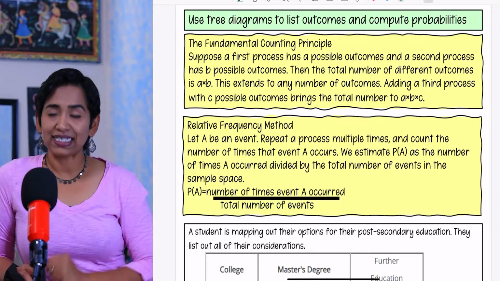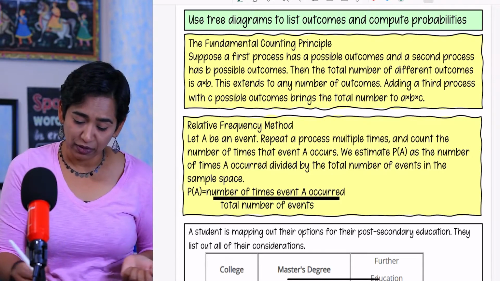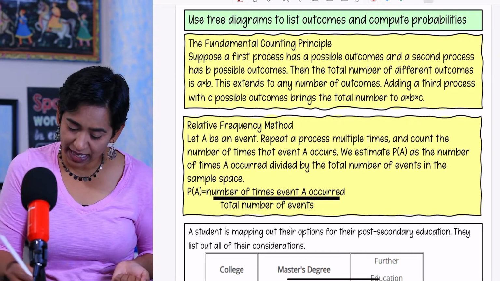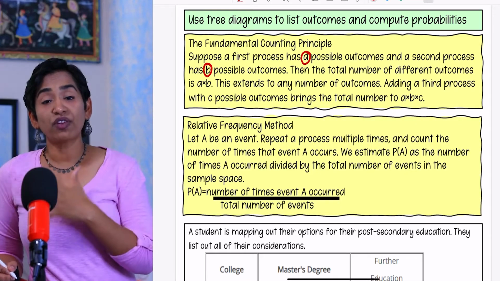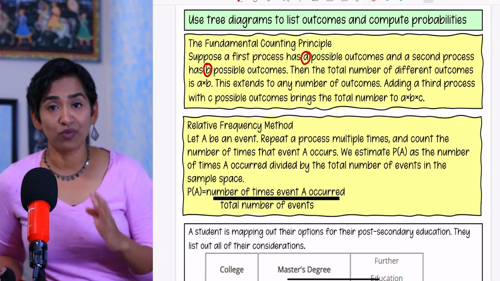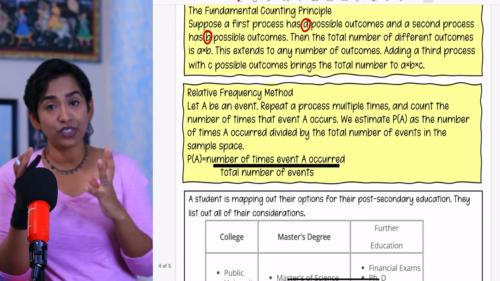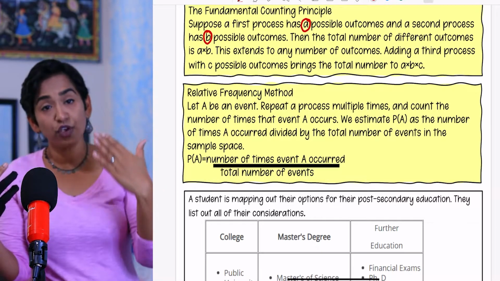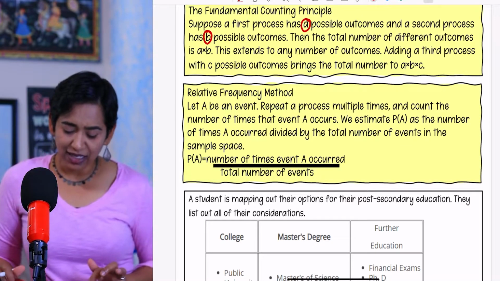Suppose the first process has A possible outcomes and the second process has B possible outcomes. Let me go ahead and highlight them. Then the total number of different outcomes is simply A times B. This will make much more sense when we start doing the problems. Okay, so relative frequency, the formula is the same as a regular frequency, but it's simply the total number of events in the denominator. On the numerator, you have the number of times event A occurs. Okay, so let's go ahead and start with the first problem.